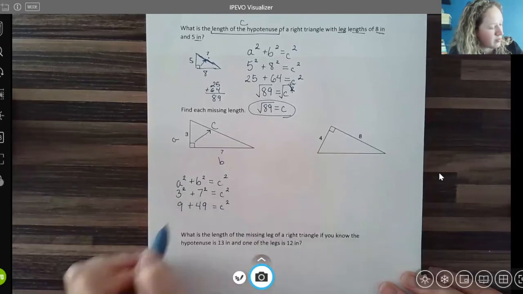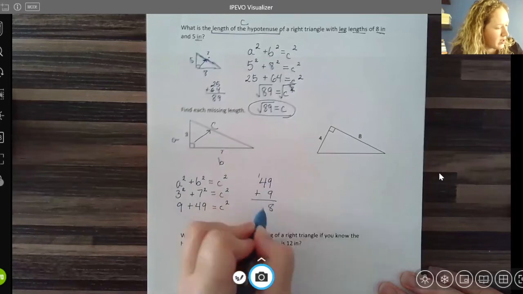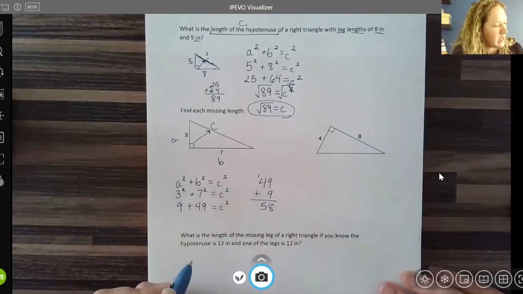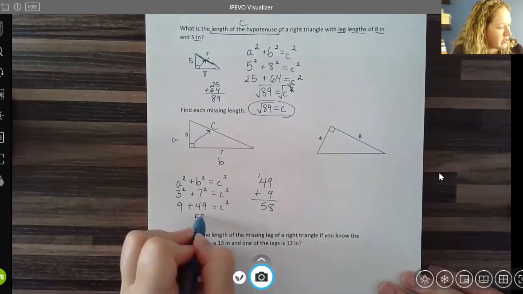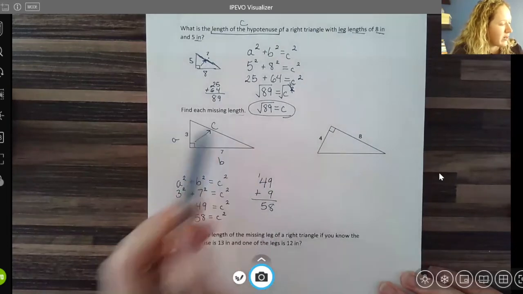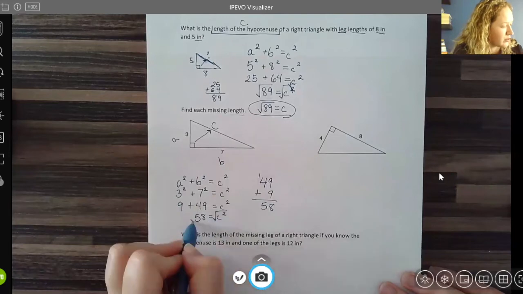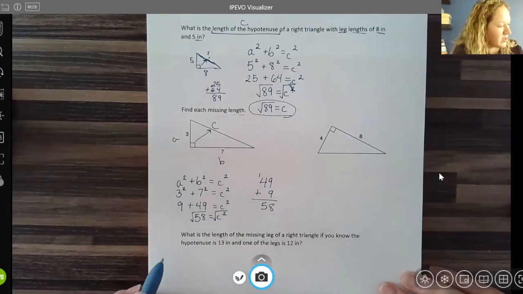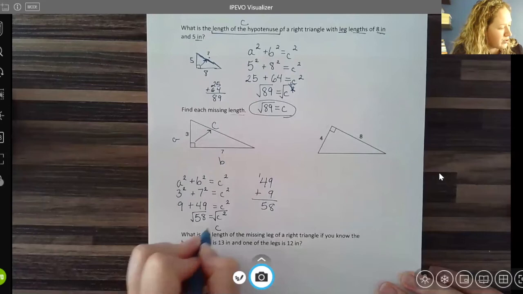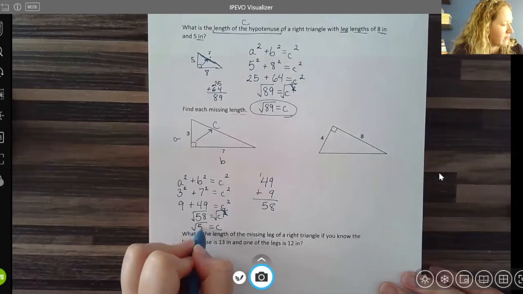So 9 plus 49. If you have a calculator, you could do it that way. But I arrive at 58. Remembering 58 is my c squared. And to find the missing length, I just want to know c by itself. So I have to perform that inverse or undo the squaring of my number. Again, those two operations cancel each other out. And so C equals the square root of 58.